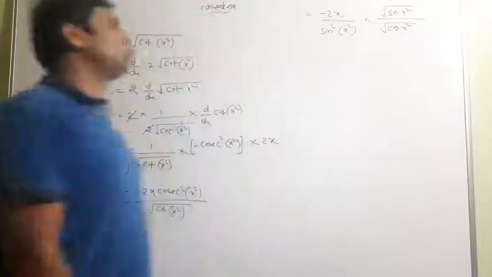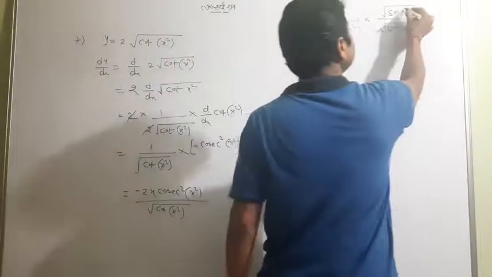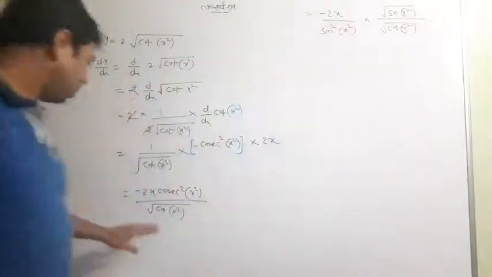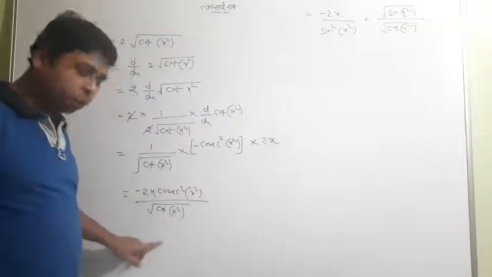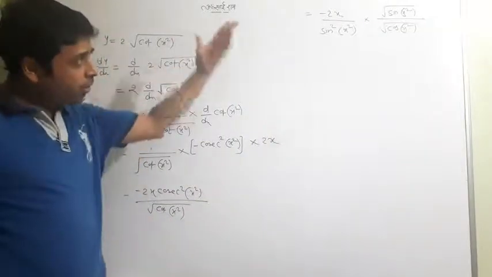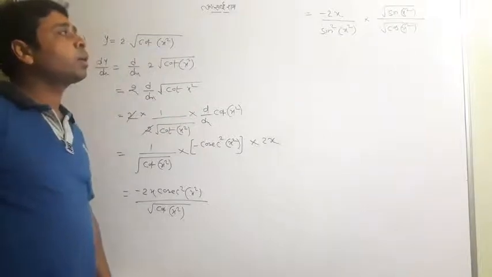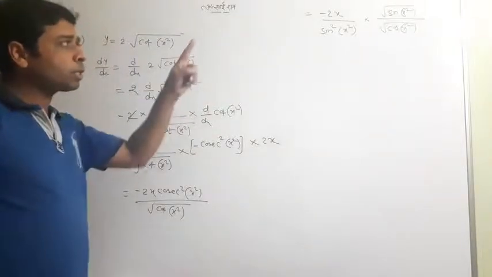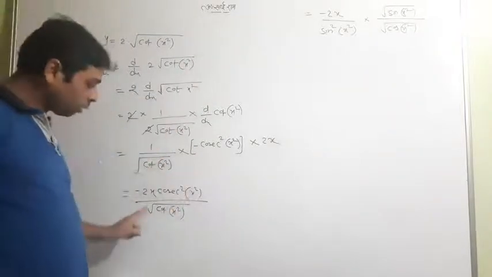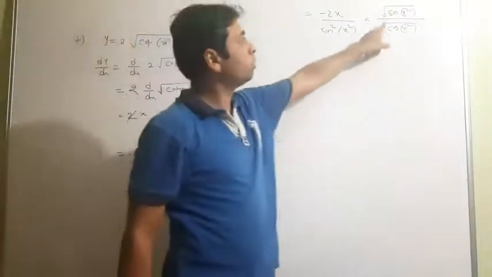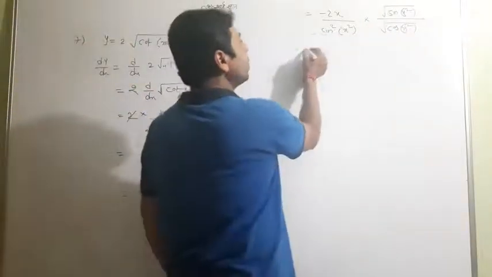Hope you understand. I don't think it's very tough to understand. Very simple. Cot means cos upon sine, and when I change it to the reciprocal, I would get sine upon cos. In that case it is under root sine, so I used both under root sine here. You understand here? Now, what about the next?